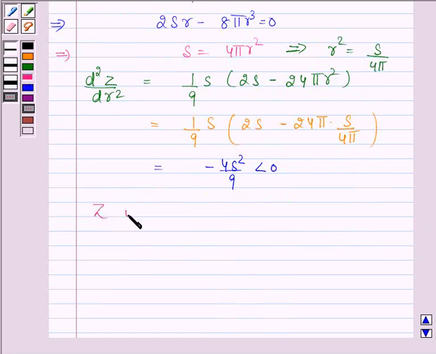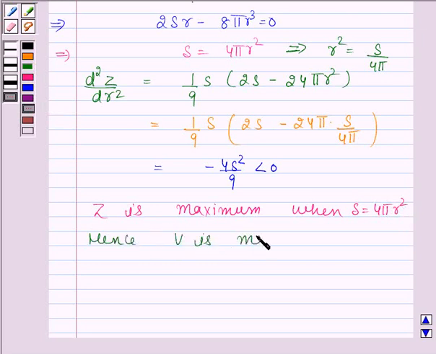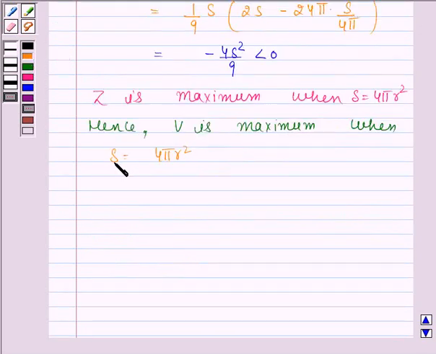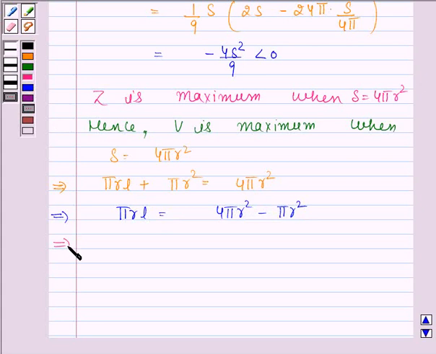So, Z is maximum when S is equal to 4 pi r squared, and hence V is maximum when S is equal to 4 pi r square. Now S is equal to pi r l plus pi r square. So this implies pi r l plus pi r square is equal to 4 pi r square. And this implies pi r l is equal to 4 pi r square minus pi r square. And this implies pi r l is equal to 3 pi r square. This implies l is equal to 3 r.